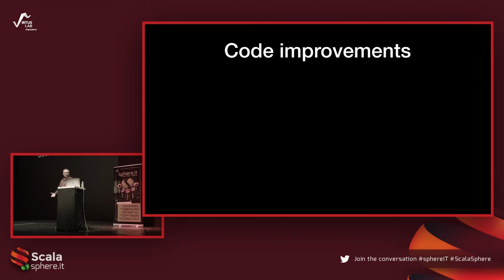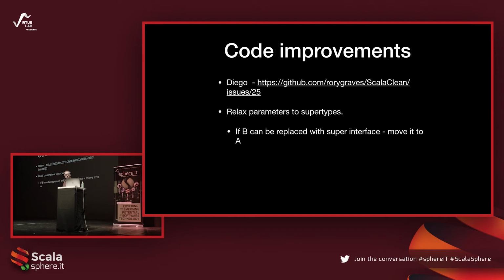And you can do things like relaxing types. In fact, Diego, who's not here this time, unfortunately, came up with an idea before this project even worked and put it in the bug tracker about relaxing types. So if B can be replaced with supertype A, then move it to A. The idea is you're coding to the interface, not the implementation. And this just makes your code more general and, I think, better.